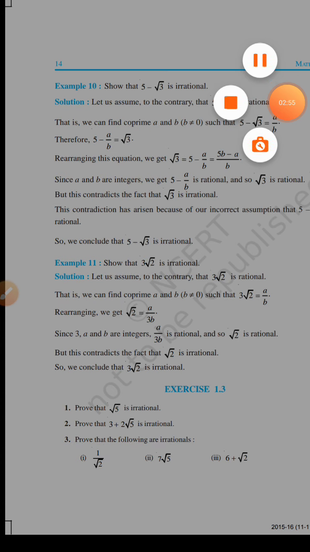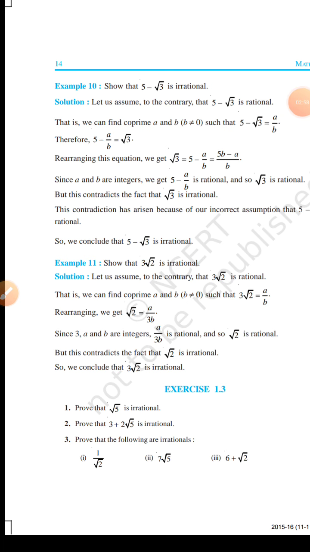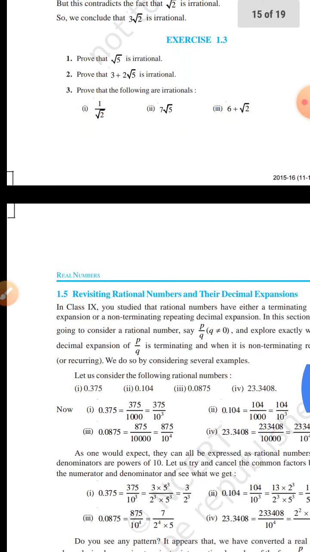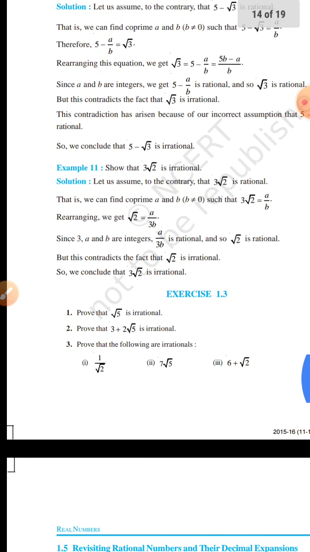Okay, so in exercise 1.3, there are only 3 questions. You can do it.